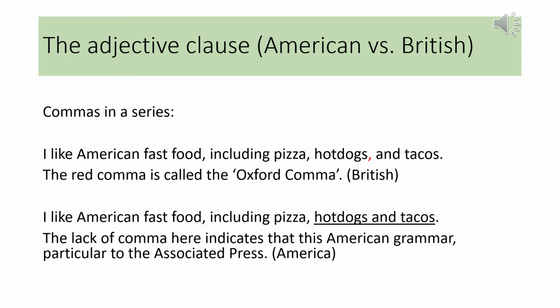In the first sentence, it says, "I like American fast food, including," and here we go with the list, the commas in a series: pizza, hot dogs, red comma, and tacos. Now, when you list more than 3 items in a series, you're going to use a comma, comma, and then put your last one down, or just go comma, comma, comma, and then the last item you'll say "and", like here, it says "and tacos."